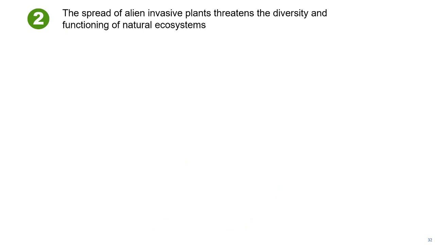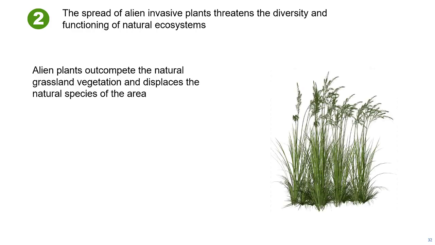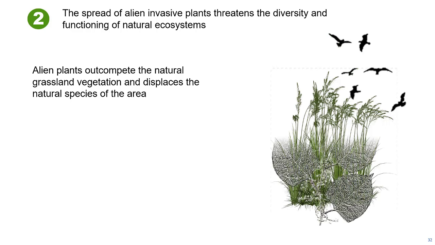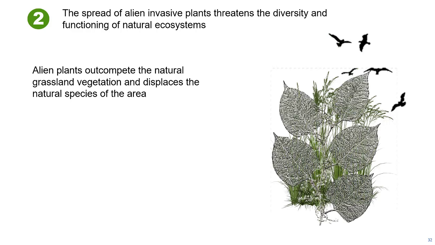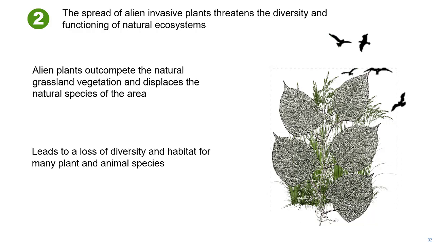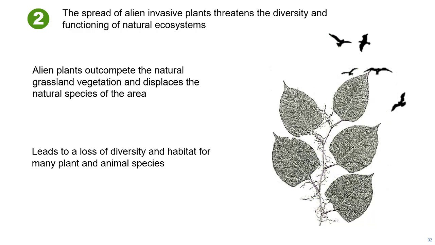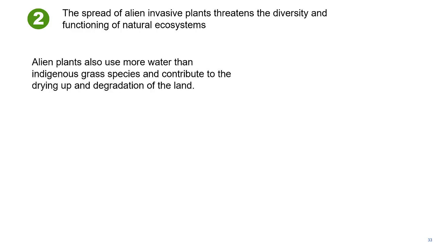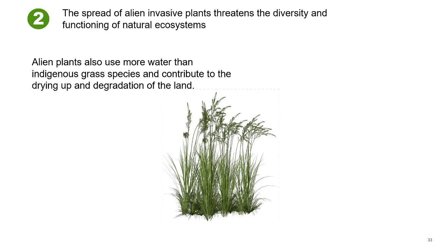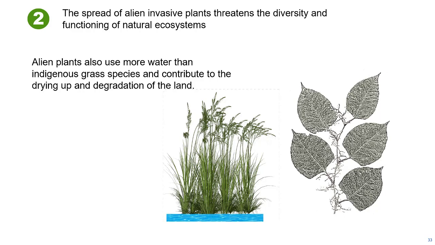The spread of alien invasive plants threatens the diversity and functioning of natural ecosystems. These alien plants can outcompete the natural grassland vegetation, thereby displacing the natural species of the area. That leads to a loss of diversity and habitat for many plant and animal species. Alien plants also use more water than indigenous grass species and contribute to the drying up and degradation of the land.